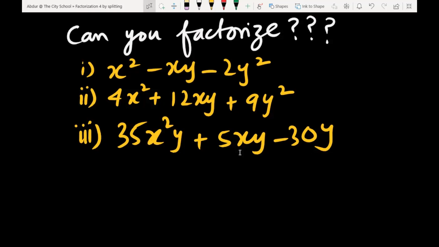I hope you have understood how to factorize quadratic equations by breaking the middle term. If you did not get the idea about this topic, watch this lesson number 3 again.